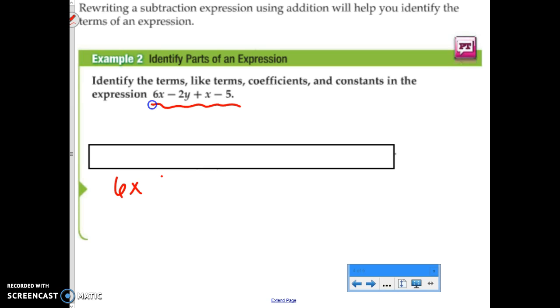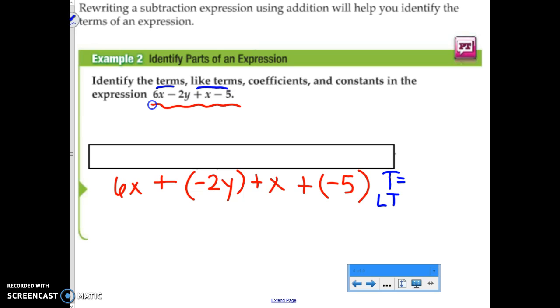So it gives me 6x plus, and remember we're always isolating our negative rational numbers or negative terms, in this case, in parentheses, plus a negative 2y plus x plus a negative 5, okay? So in the directions, it asks me to find the terms, which I'm just going to identify by a T, like terms, which I'm going to put LT, coefficients, I'm going to have CE, and our constants, which is just a C, okay? All right, so let's start with the first one, our terms.